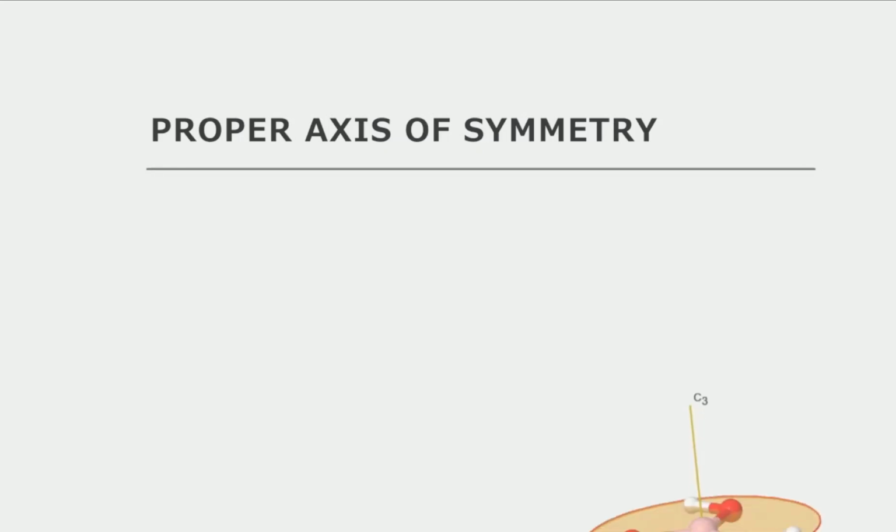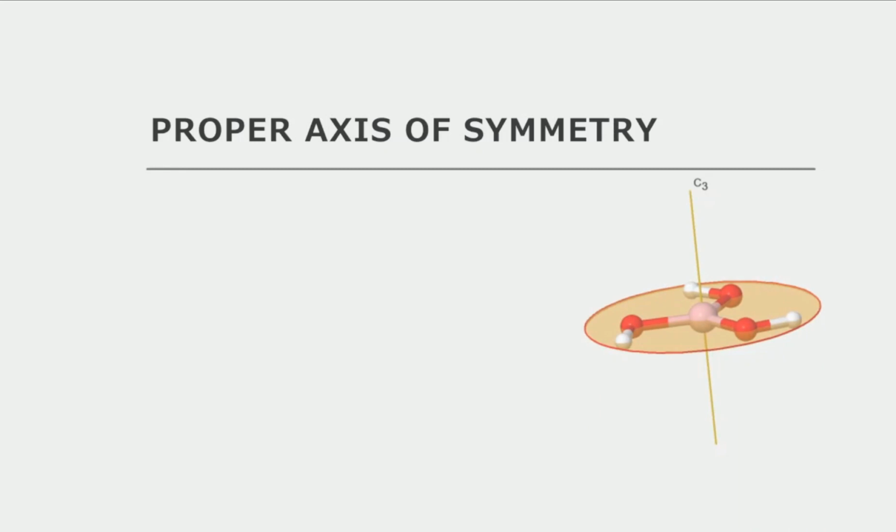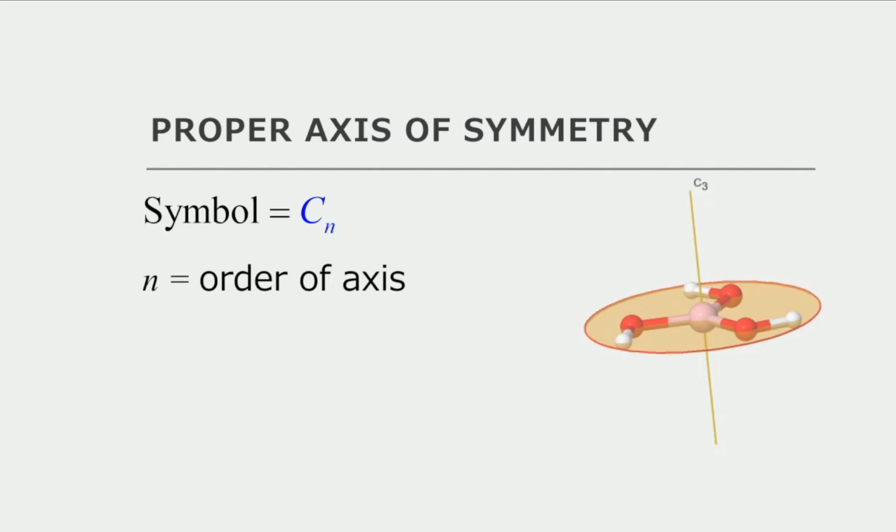Okay, so let's go over to the next kind of symmetry, which is the proper axis of symmetry, or proper rotation axis, usually represented by the symbol capital C subscript n, which indicates that rotation about an axis by 2 pi by n, or 360 by n, brings the object into an equivalent configuration. Here n is known as the order of rotation, the operation is commonly referred to as n-fold rotation, and its corresponding element is known as the n-fold rotation axis.